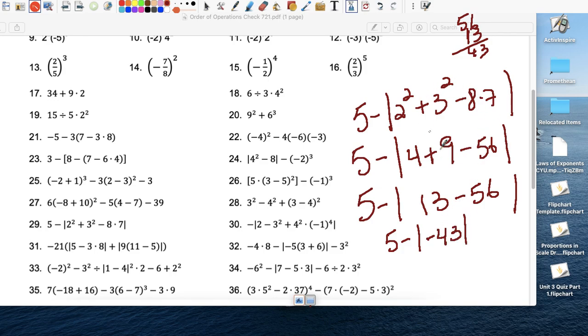Now that everything in the absolute value brackets has been simplified to one single number, I can now take the absolute value. What's the absolute value of negative 43? It's 43. So that becomes 5 minus the absolute value of negative 43. It's positive 43. Final answer, 5 minus 43 is negative 38.